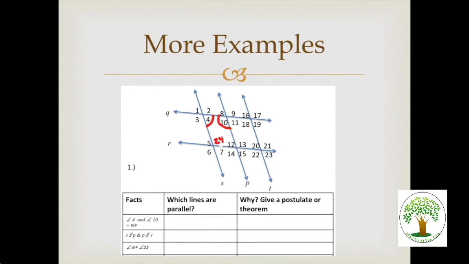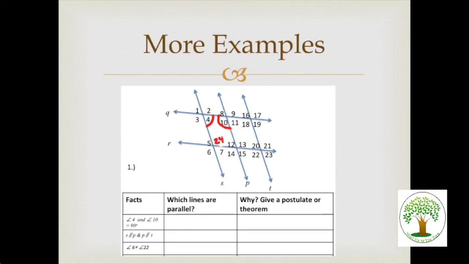Was that supposed to say 180? I think that's supposed to say 180. Oh, well, they're each 90. So that one's 90 and that one's 90. So that doesn't add up to 90. Oh, 4 and 10 are both equal to 90 degrees. Okay, so that means they're going to equal 180, so it's going to be supplementary. And they're alternate, or same side interior. You could look at it that way. So which ones are parallel?